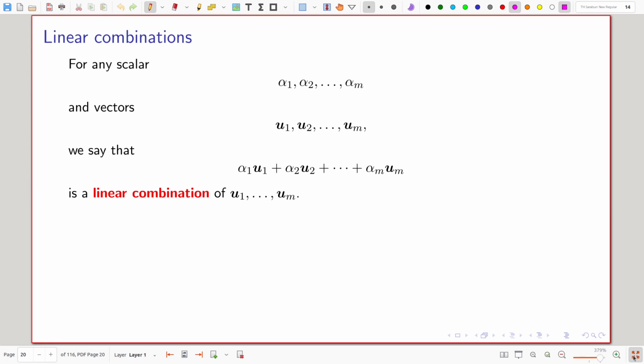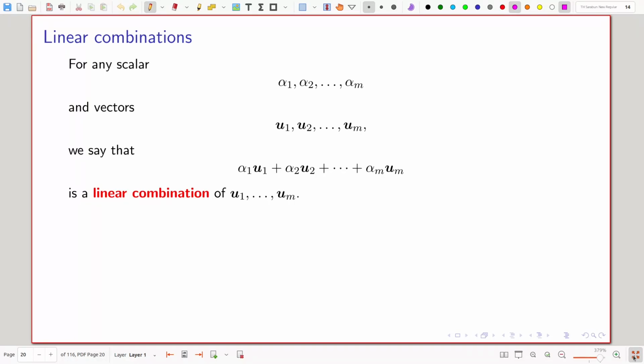All right. So let's have a quick review. Okay. So the first concept that we really learn is linear combination. Given a set of vectors u1 up to um, and m real numbers, if you multiply each of the vectors with these numbers and then take the sum, we call this a linear combination.